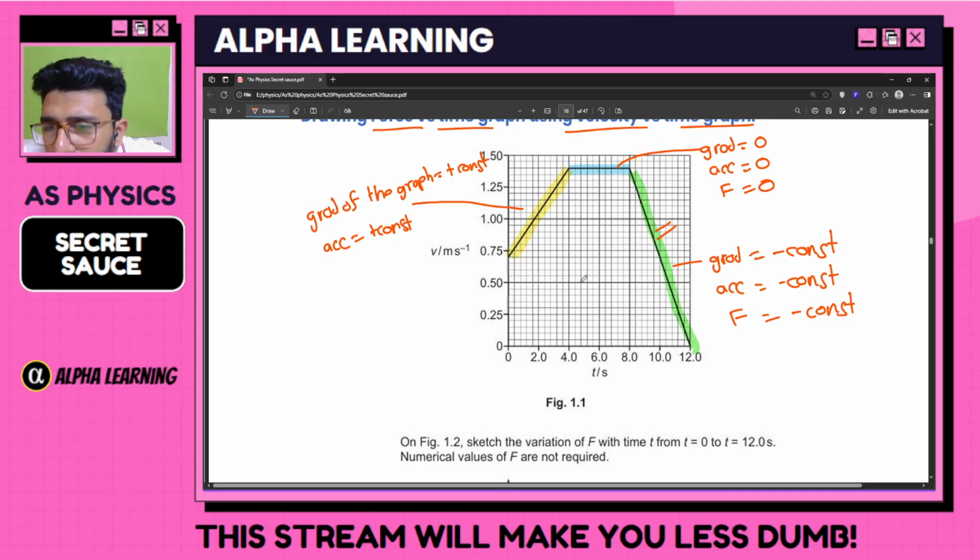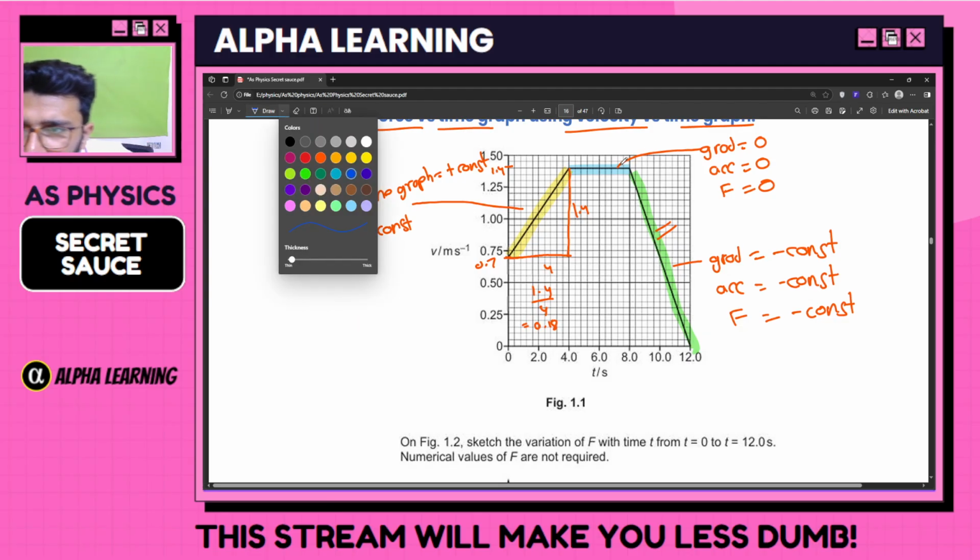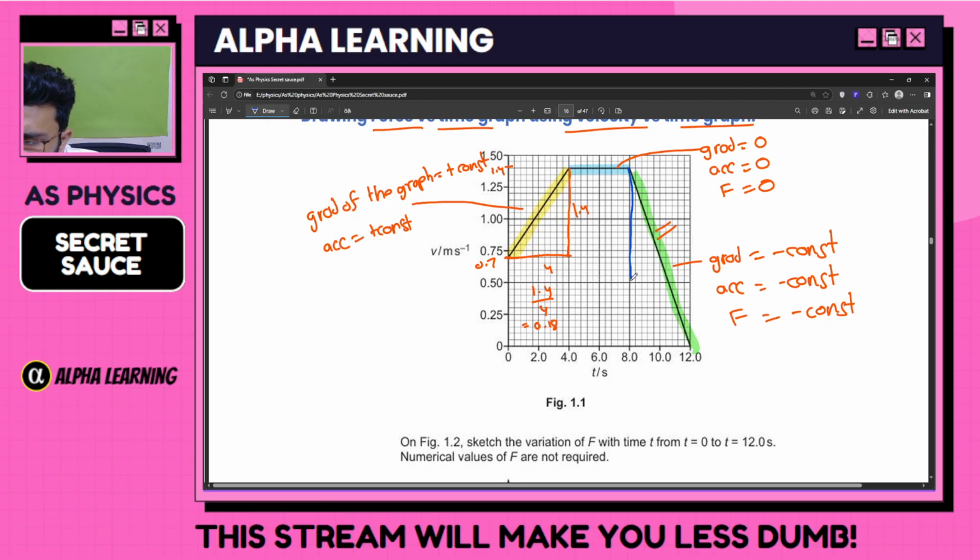And if you do some calculations here, the yellow line is going from 0.7 to 1.4 within how many seconds? 4. So rise over run. What is the rise here? 1.4. What is the run here? 4. 1.4 divided by 4. This is equal to 0.18. However, for the green line, you are going from 1.4 to 0. Oh, sorry, my bad. This is 0.7.